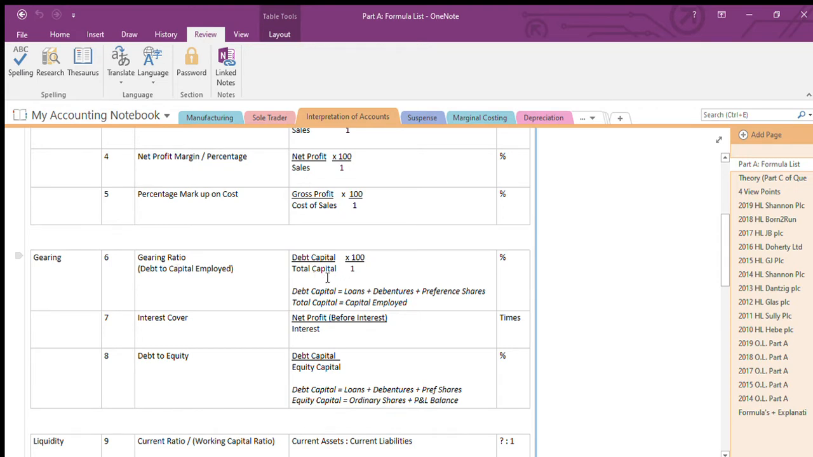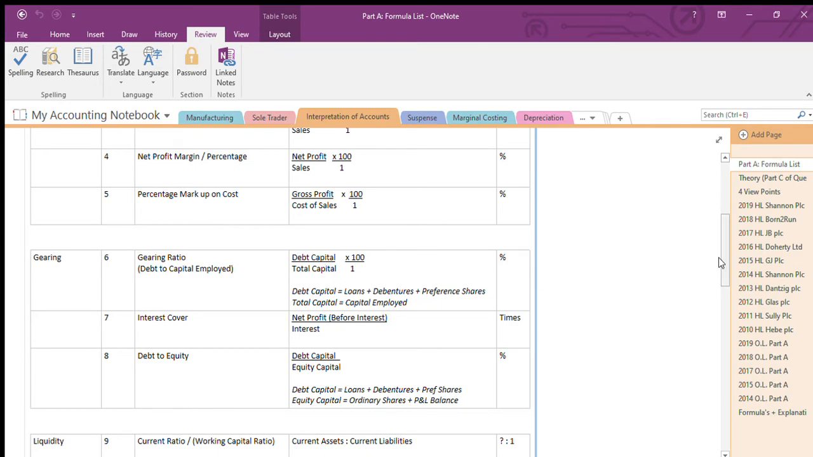This comes up in every single question. These are some of your most important formulas. Every single question, you have to talk about them, so you'll always get to know these. So my debt is my loans, debentures, and preference shares. That's my debt. I'll look at that first.